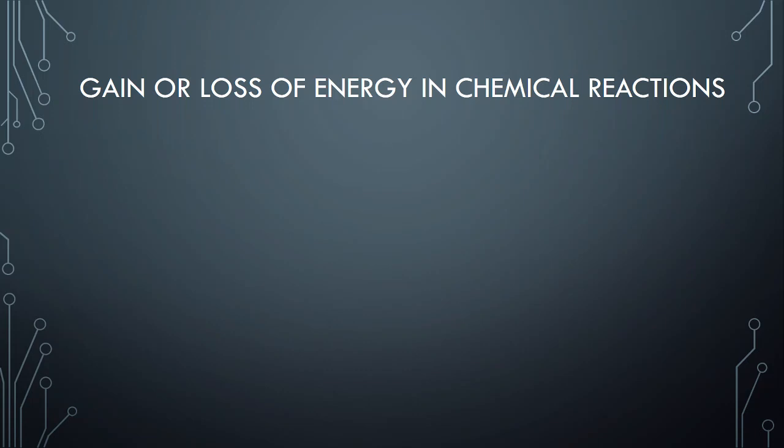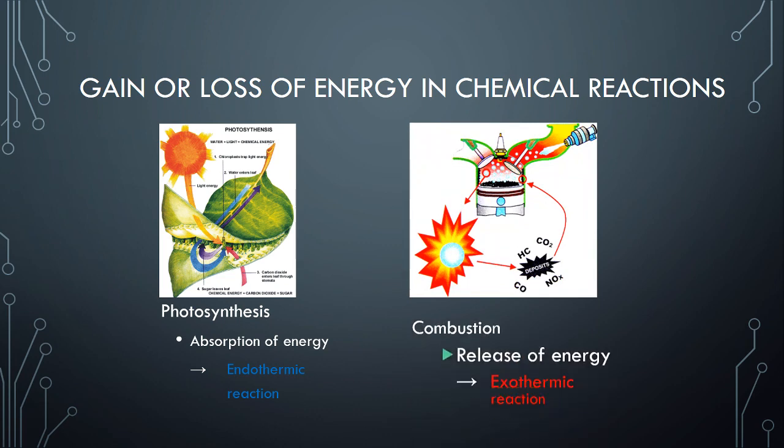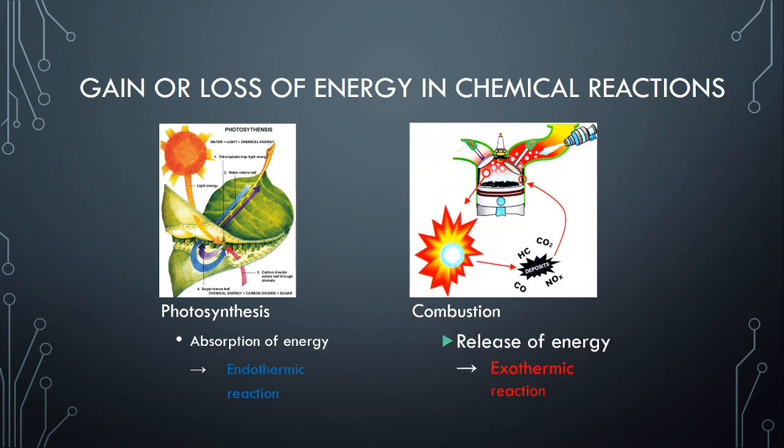All right. We'll firstly look at gain or loss of energy in chemical reactions. Now, photosynthesis that plants do is clearly an absorption of energy. It absorbs sunlight to cause some sort of reaction, so it is considered to be an endothermic reaction. Quite the opposite of that is a combustion reaction. It is a release of energy, an exothermic reaction. So by reactants reacting with each other, it releases energy to the system, or outside.